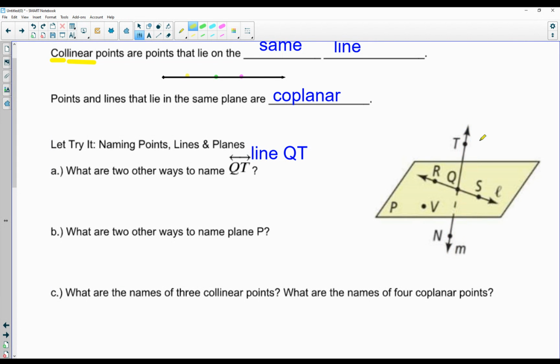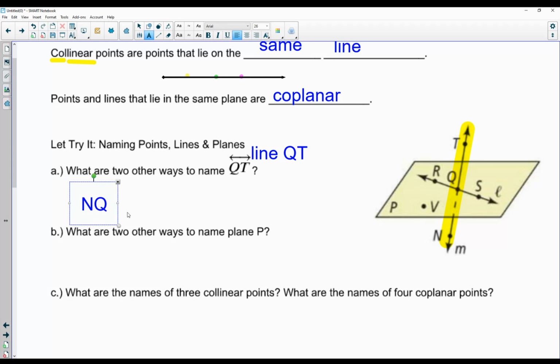We're going to go down the line QT. So think about how we name a line. You name a line by using 2 points on that line or by using a lowercase letter. So if I take a look here, I have QT, so 2 points on the line. I could also name it TQ, so line TQ. I could even say line NQ.